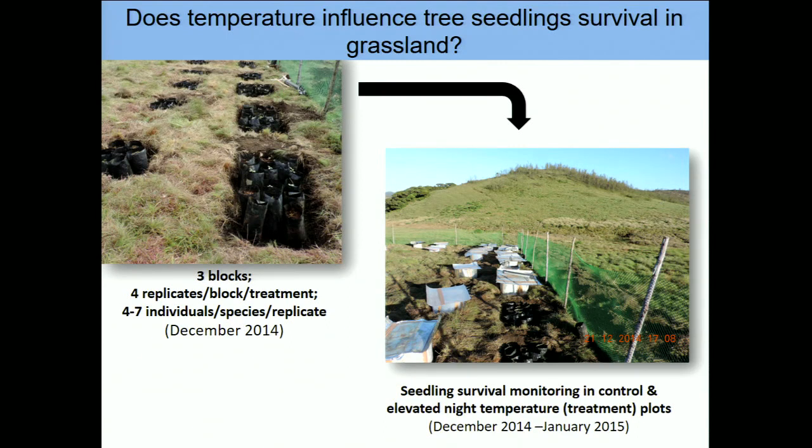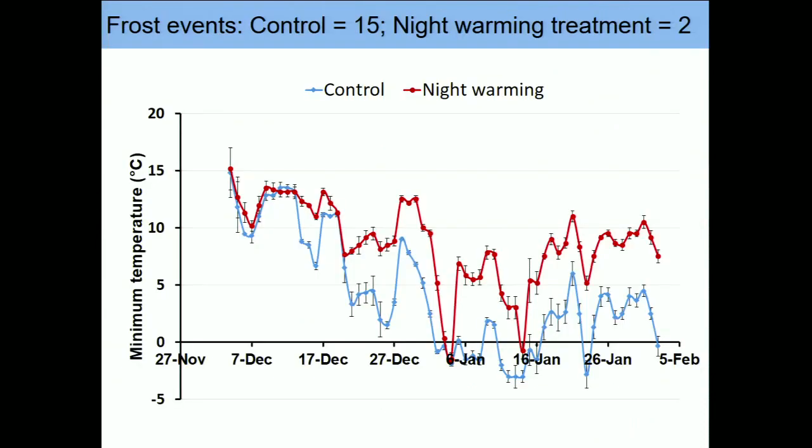Whereas seedlings in experimental warming plots, we used to cover them every evening with structures made of thermal blankets. These thermal blankets reduce the heat loss inside and maintain temperature 3 to 4 degrees higher than outside. And then we used to remove these structures the next morning. This way we conducted this experiment during peak winter for 2 months. Let's have a look at the temperature regime in the control and experimental warming plots here.